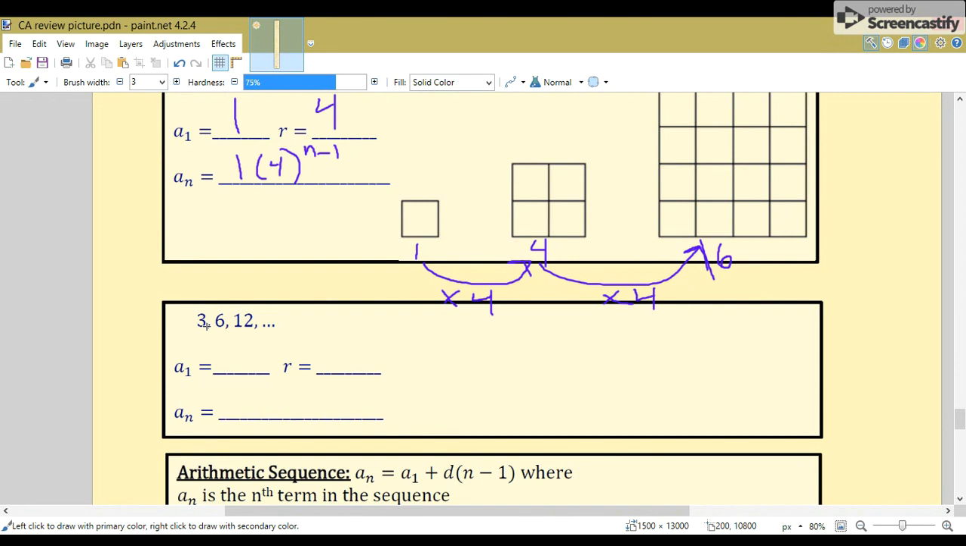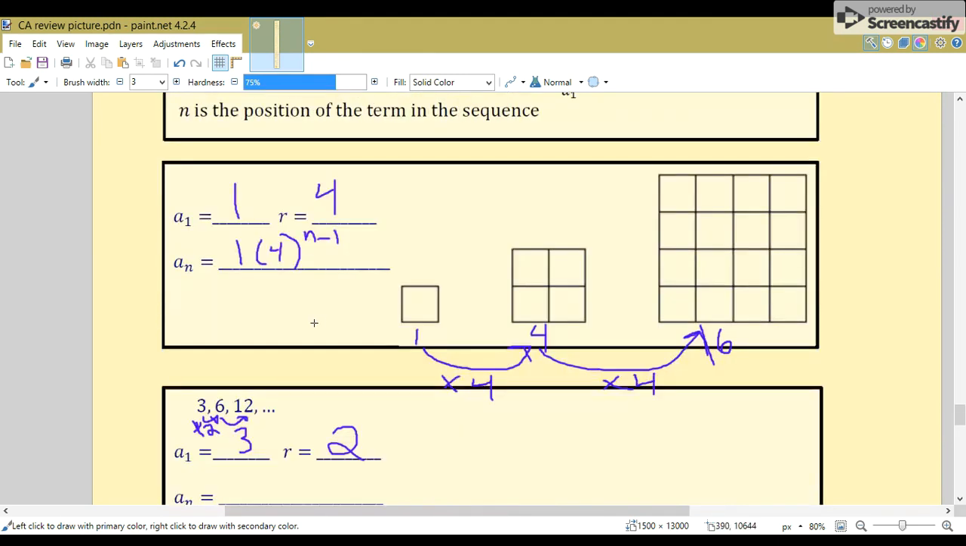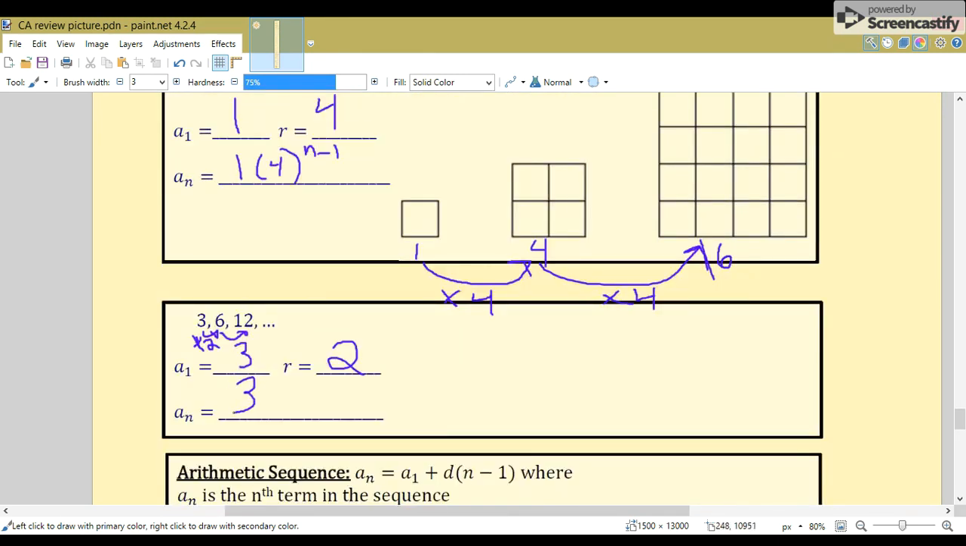Let's look at this sequence. 3, 6, 12, and so on. A of 1, that's the first term. That's a 3. R, well, we have to multiply each time to get the next number. Multiply by 2. 3 times 2 is 6. 6 times 2 is 12. So our R is times 2. A of n, plug it into the formula. A1 is 3 times R, which is 2, to the n minus 1 power. That's your formula for this geometric sequence.